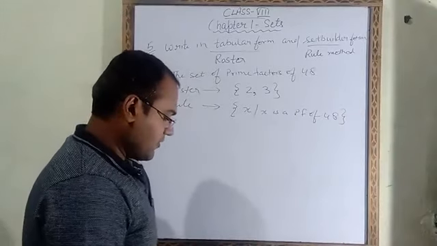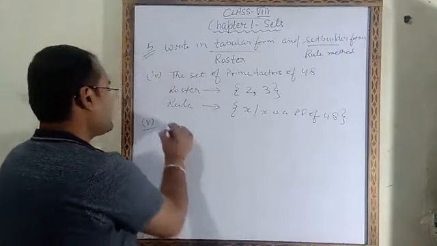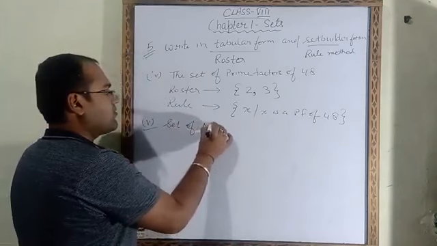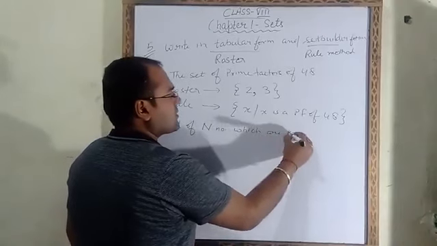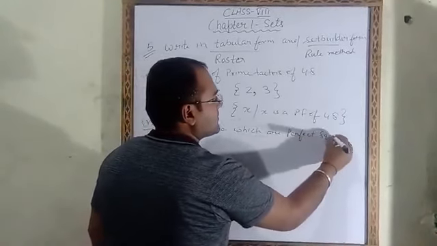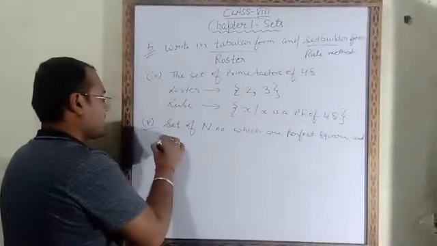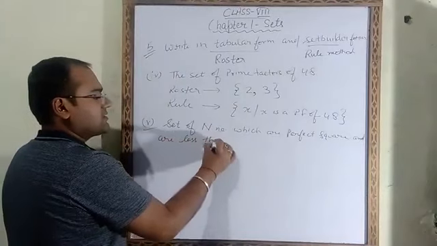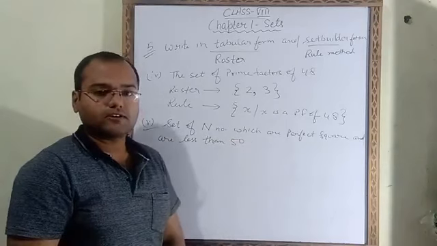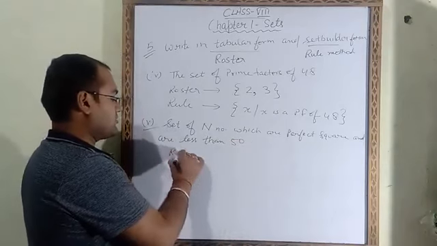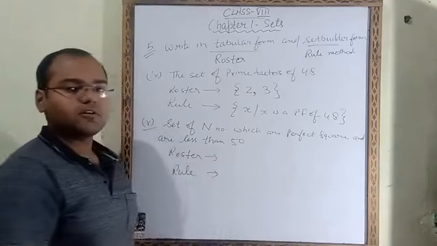Fifth part. Fifth part is the set of natural numbers which are perfect squares and are less than 50. So we have to write both the methods, set builder and roster also. Roster method we have to write and set builder or rule method.